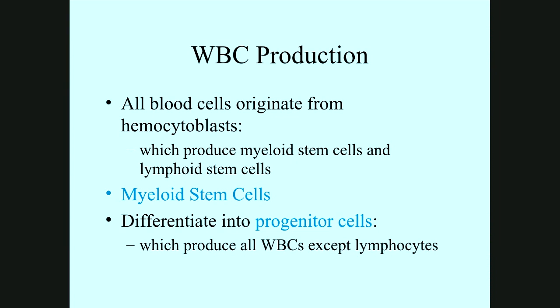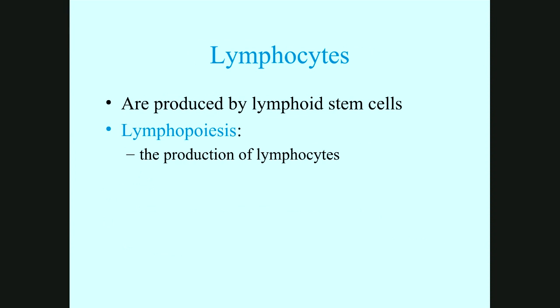So as we talked about, all the blood cells originate from hemocytoblasts, which produce myeloid stem cells and lymphoid stem cells. The myeloid stem cells differentiate into progenitor cells, which produce all the white cells except the lymphocyte. The lymphocyte comes from the lymphoid stem cells during a process that we call lymphopoiesis.